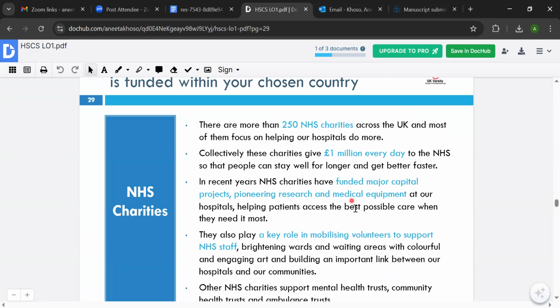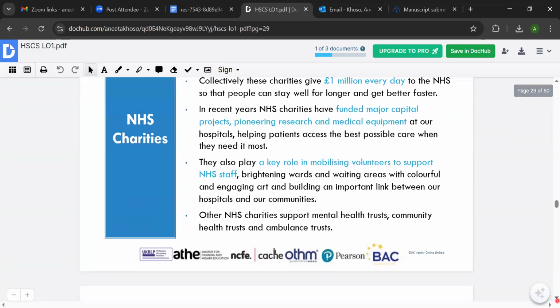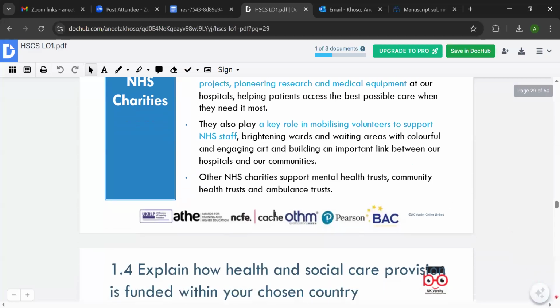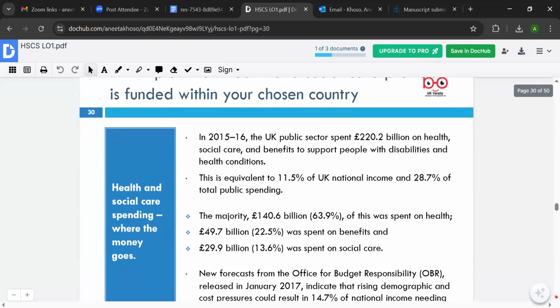In recent years, NHS charities have funded major capital projects, pioneering research, and medical equipment at our hospitals, helping patients access the best possible care when they need it most. And they also play a key role in mobilizing volunteers to support the NHS staff. There's brightening wards and waiting areas with colorful and engaging art. They're making it very presentable and very livable for people who have to stay there for longer periods of time. Other NHS charities support mental health trusts, community health trusts, and ambulance trusts. So all of this is based mostly on charities and taxation.